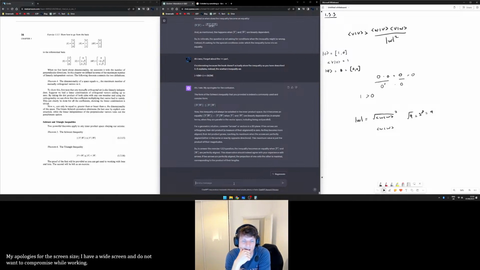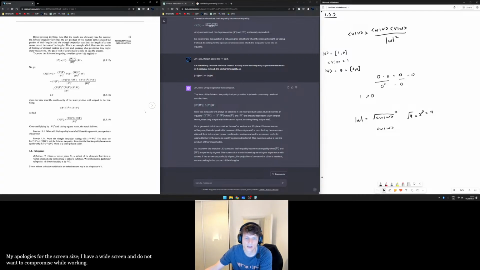So, to answer the exercise 1.3.3, the inequality becomes an equality when the vector ket v and ket w are perfectly aligned. This observation should indeed agree with your experience with arrows. If two arrows are perfectly aligned, the projection of one onto the other is maximal, corresponding to the product of their lengths.